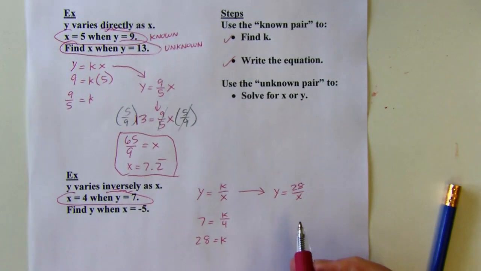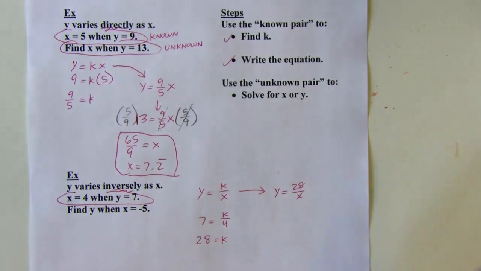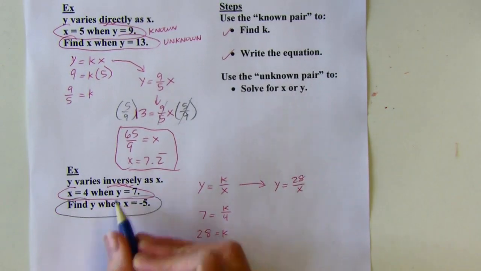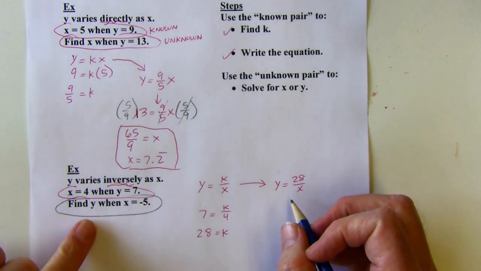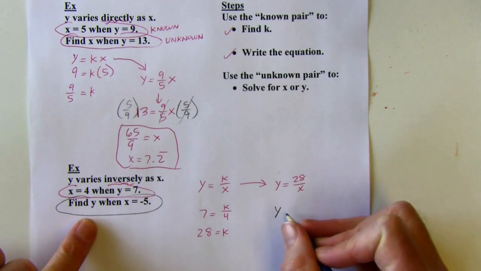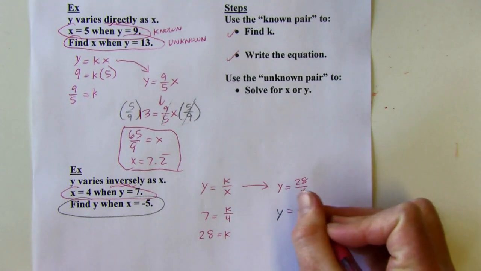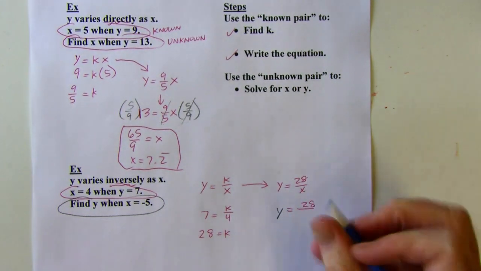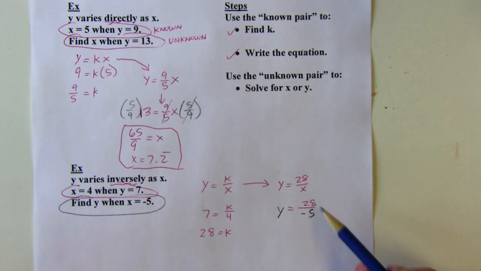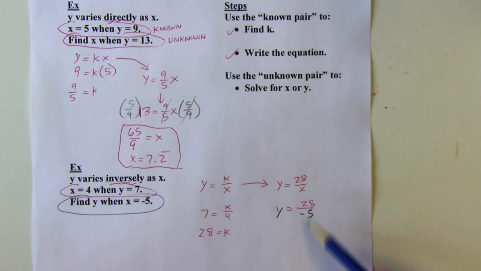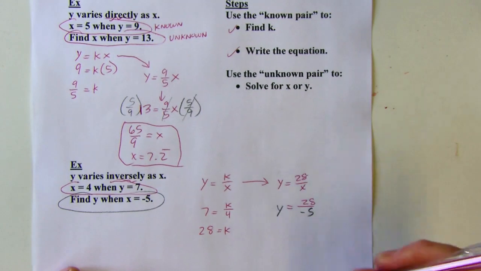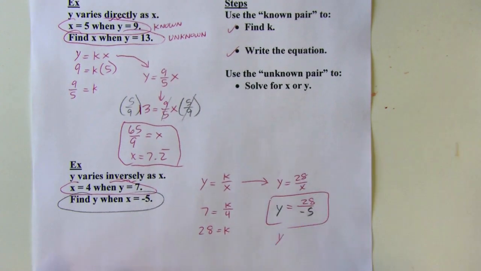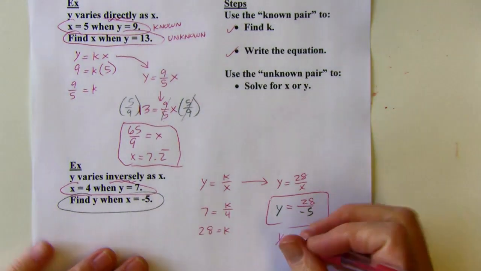Now I've got this equation, and I'm going to plug the unknown pair into this equation that I've written now that I have the k value. So y I don't know, but x is going to be -5. Actually, in this one the y is already isolated, so I just make sure this is reduced, which it is. So you could leave it like that, or that's going to be -5.6 as a decimal. Either way is fine.